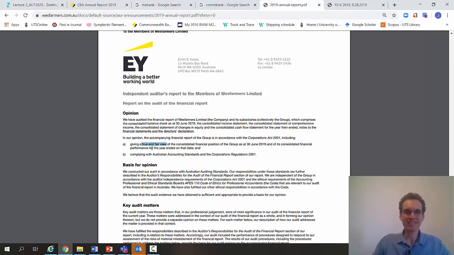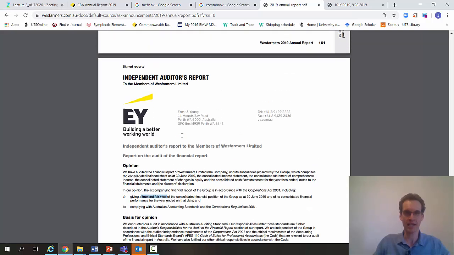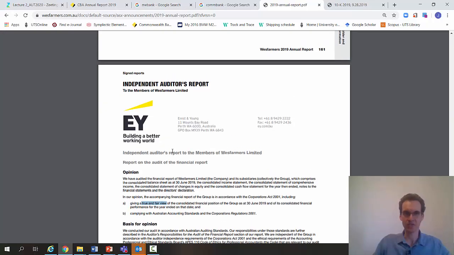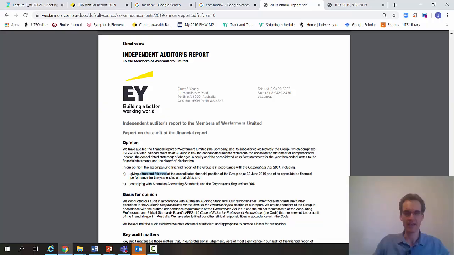Now, you will almost never see in an annual report an auditor's report that says that these statements are not a true and fair view, because otherwise investors, anyone that wanted to use the statements would most certainly avoid the entity if they're looking at investing or lending the organization funds. So generally, the auditor will recommend to their client, in this case Wesfarmers, if they believe there are items that are not true and fair, to make certain changes before this annual report is released.